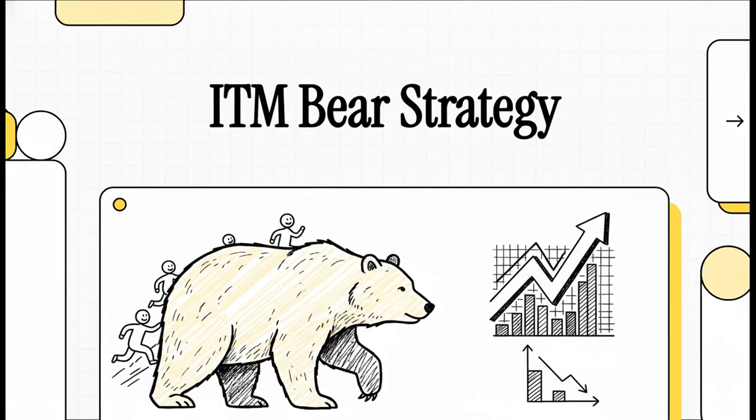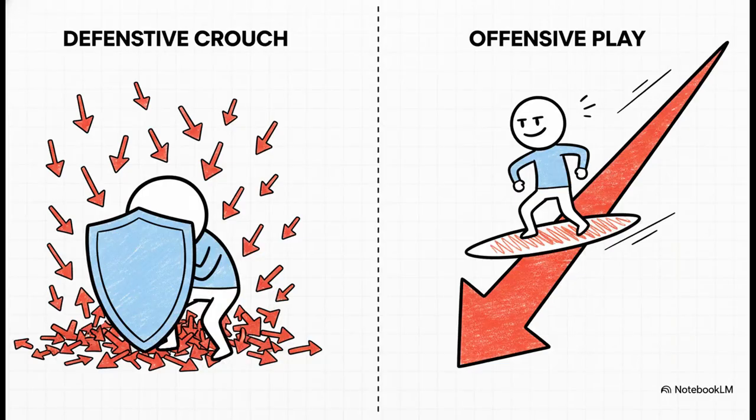Okay, let's get into it, because trading the bear is, frankly, a lot more fun. So for the longest time, the smart play was all about defense. You'd get out of the market, avoid those nasty drops, and you know what? It worked. It saved a lot of people a world of pain and protected their capital. But the ITM strategy is a bit of an evolution. We're shifting from that defensive crouch to more of an offensive play.